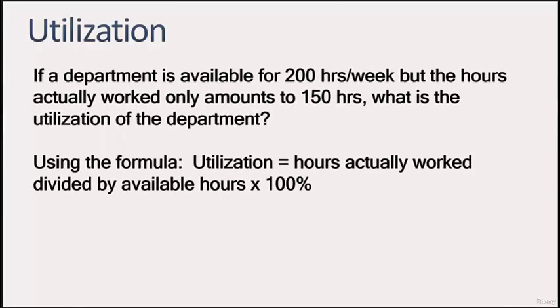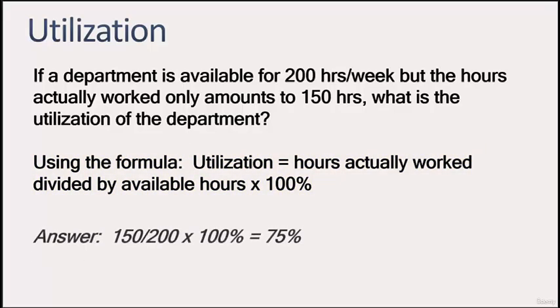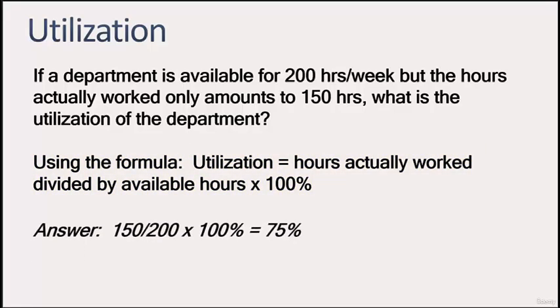Next, we have utilization. Utilization refers to the number of hours actually worked in a department in a given time period, compared to the amount of available hours in the department in the same time period, expressed as a percent. If a department is available for 200 hours per week, but the hours actually worked is only 150 hours, what's the utilization of the department? We're going to use the formula utilization equals hours actually worked divided by available hours times 100%. The answer is 150 divided by 200 times 100% equals 75%. Utilization for the department is 75%.